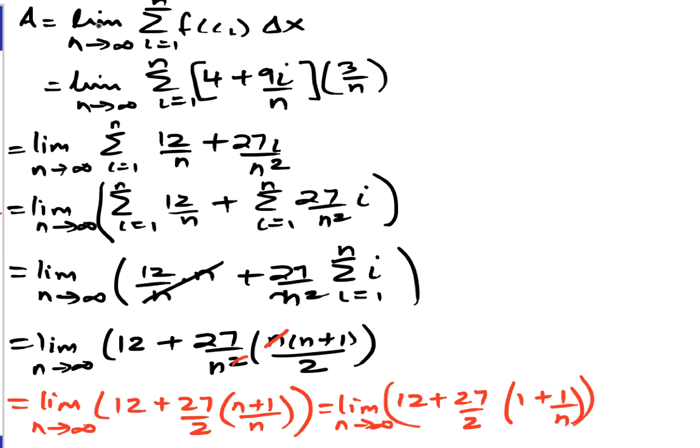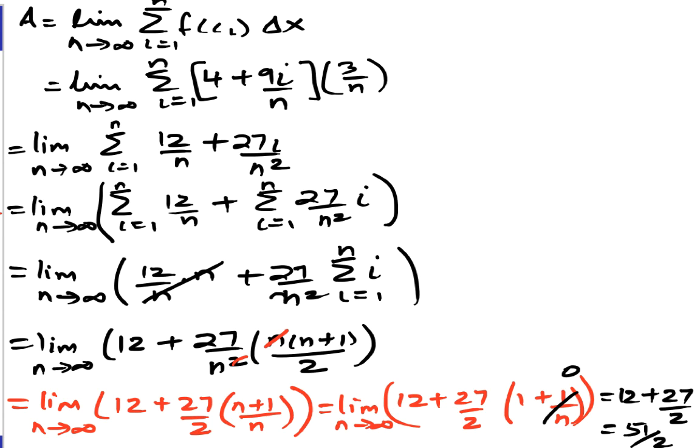Now remember, this is the big one. So now the limit can be applied inside. This is going to be simple 12. This goes to 0. So what are we going to get? 12 plus 27 over 2. And what do we get? The answer to be 51 over 2. So this is what? 24 plus 27? 51 over 2.